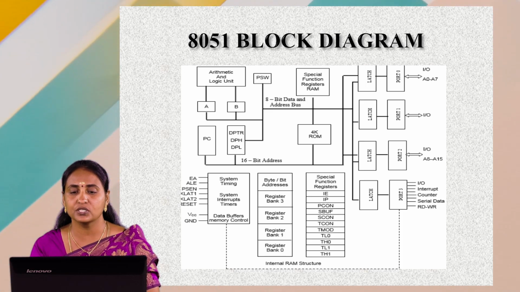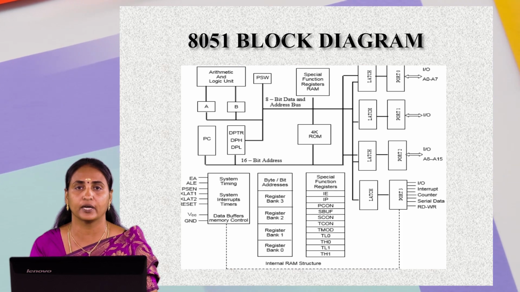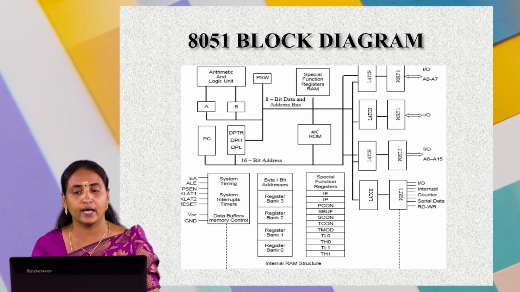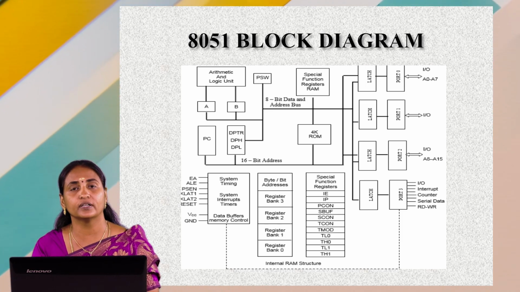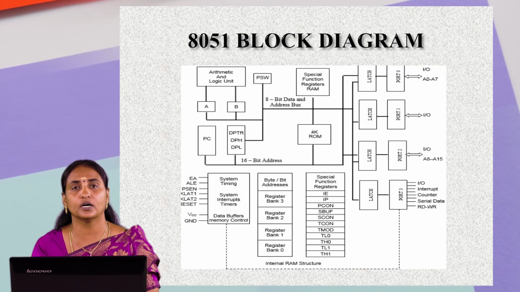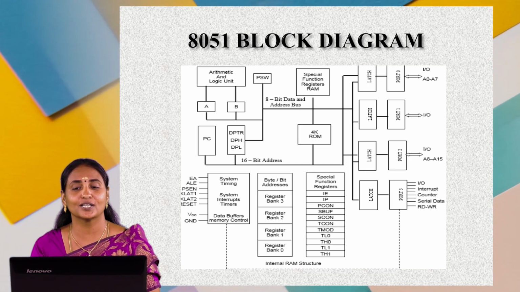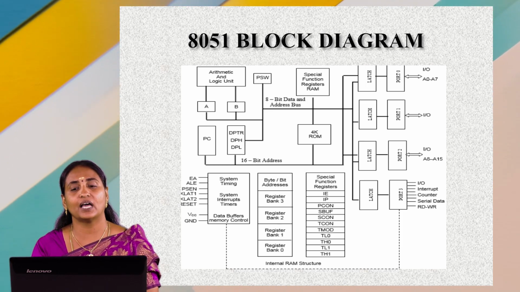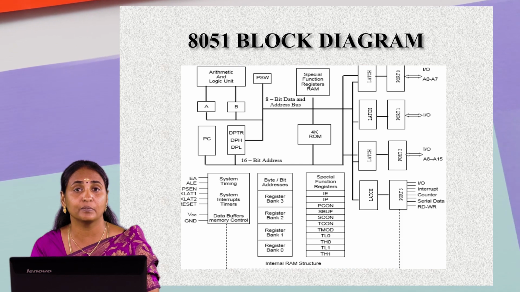And internal RAM structure, it includes 4 different register banks available in the 8051 microcontroller. Bank 0, Bank 1, Bank 2 and Bank 3. Each and every bank has 8 different general purpose registers, that is R0, R1, R2, R3, R4, R5, R6, R7. And it also has some bit and byte addressable areas in the RAM memory.